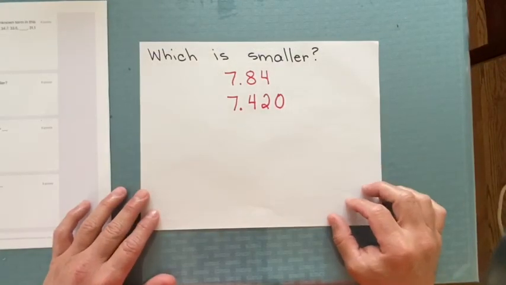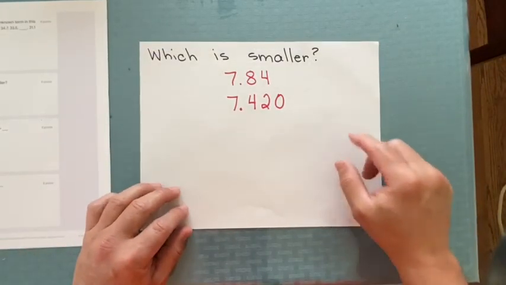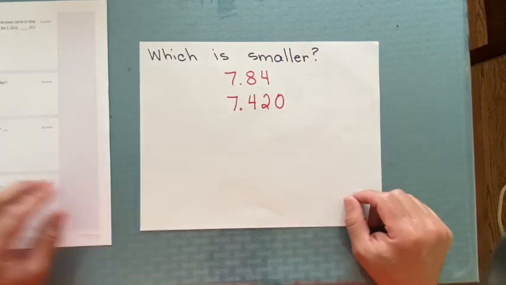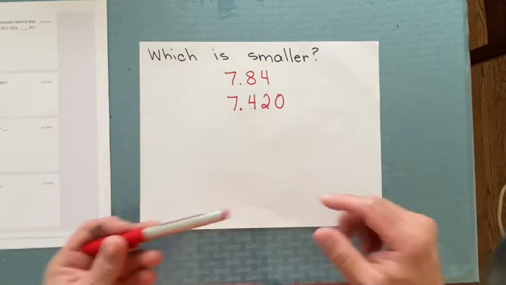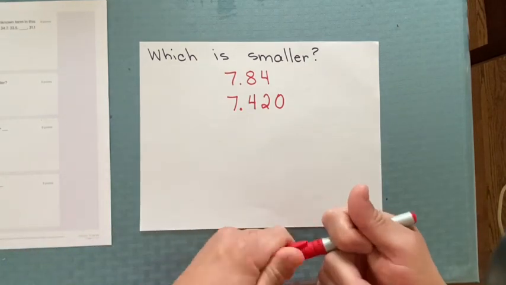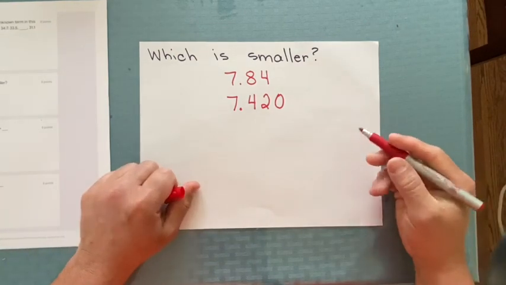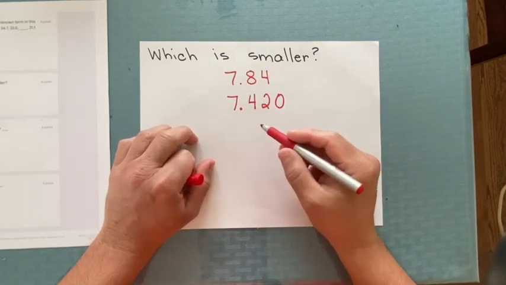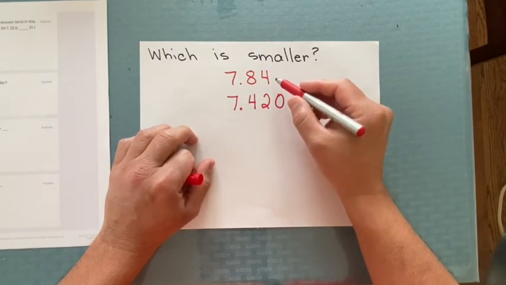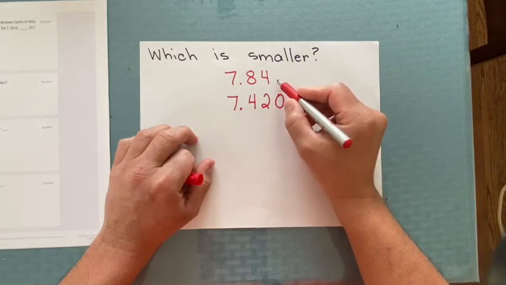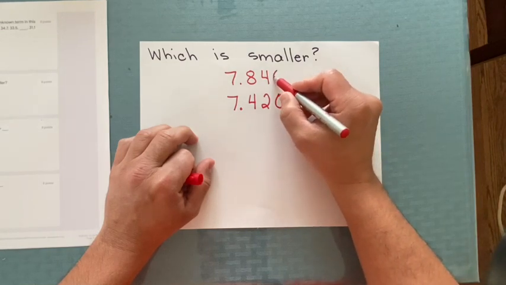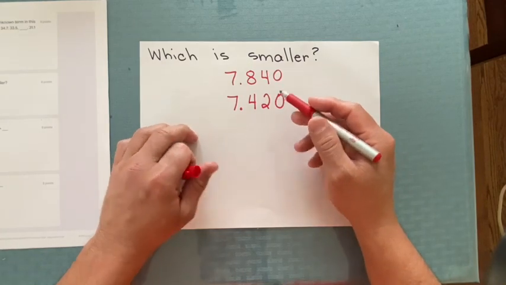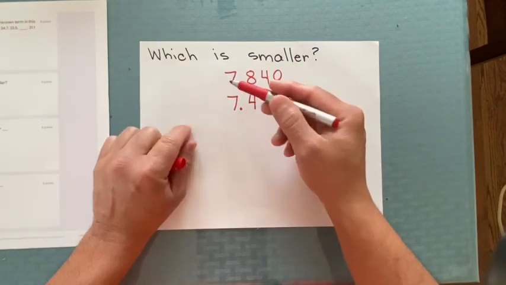Okay, so for this question, sort of similar to what we did before, which is smaller? We have 7 and 84 hundredths, and we have 7 and 420 thousandths. So once again, when we compare decimals, make sure you line them up, decimals on top of decimals, right? And if you wanted to, you go back and find any empty spots. You're going to notice in the thousandths spot, there's nothing here. You could add a 0. It doesn't change our value. Still stays the same.